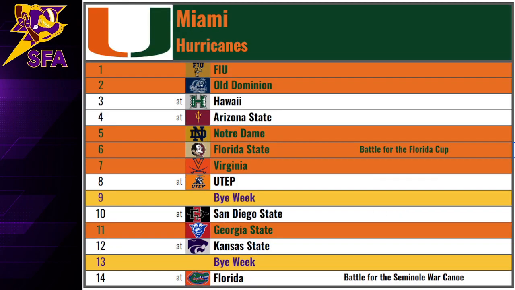Miami, our other independent team, FIU, Old Dominion, Hawaii, Arizona State, Notre Dame, Florida State, Virginia, UTEP, San Diego State. Okay, so this is a bit harder of a schedule than BYU's. Arizona State, Notre Dame, Florida State, SDSU, and Florida are the tough games. So about 5 hard games for them.